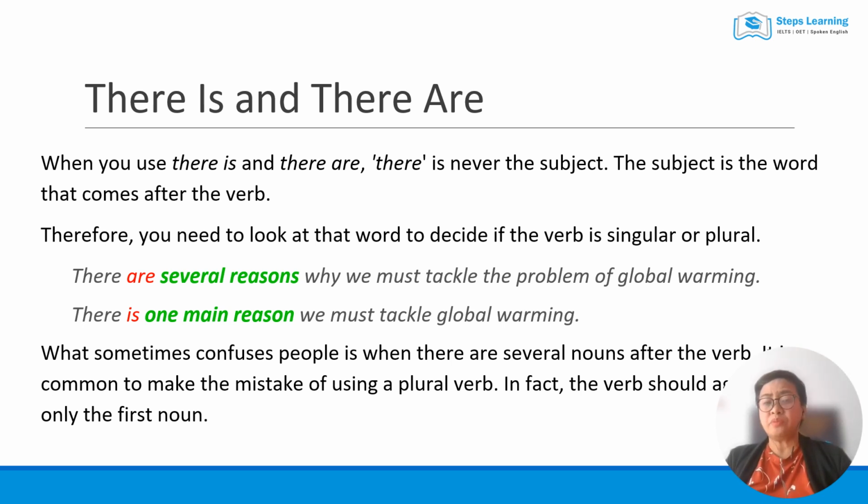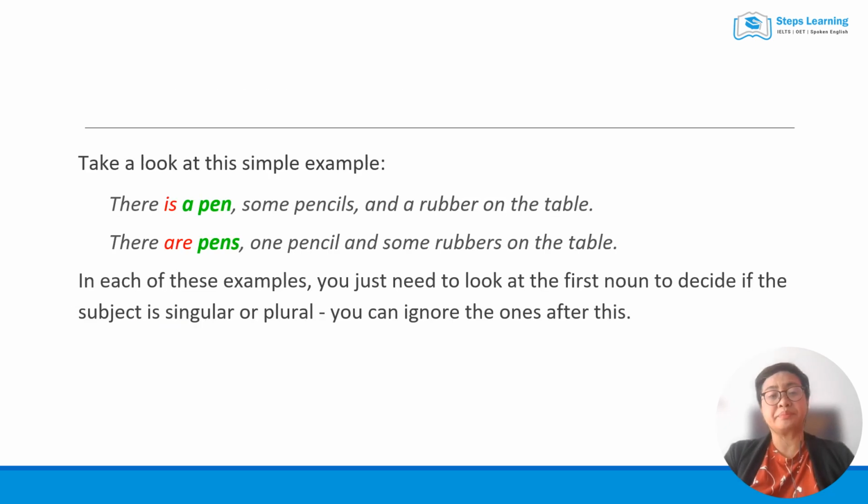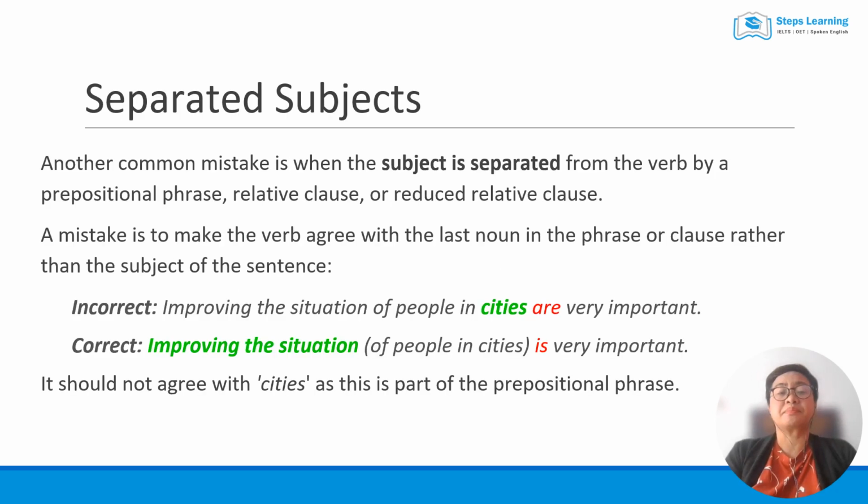What sometimes confuses people is when there are several nouns after the verb, it's common to make the mistake of using a plural verb. In fact, the verb should be around only the first noun. Now take a look at this simple example. There is a pen, some pencils, and a rubber on the table. There are pens, one pencil, and some rubbers on the table. In each of these examples, you just need to look at the first noun to decide if the subject is singular or plural. So you can ignore the ones after this.